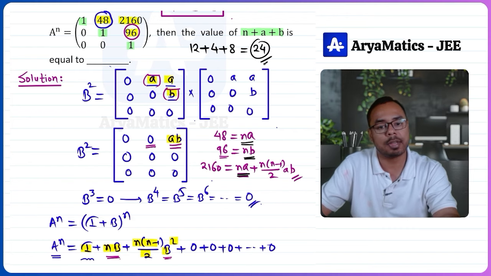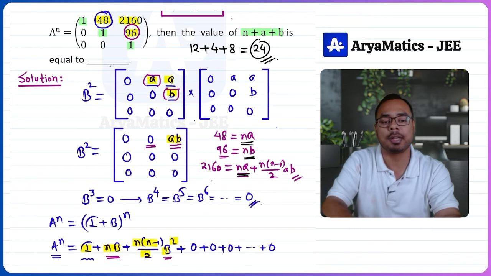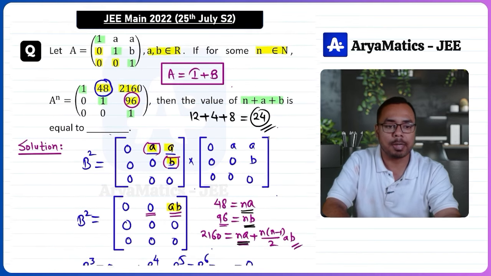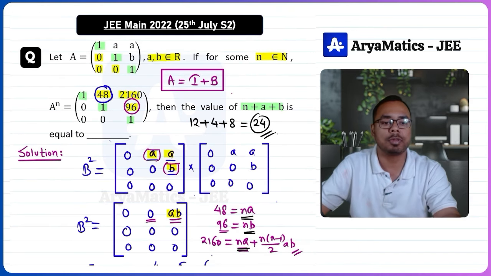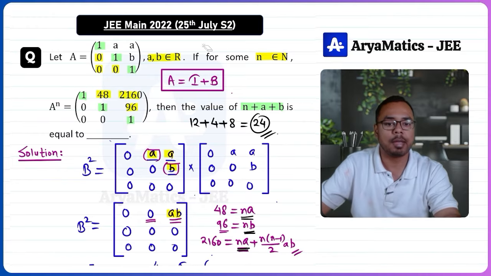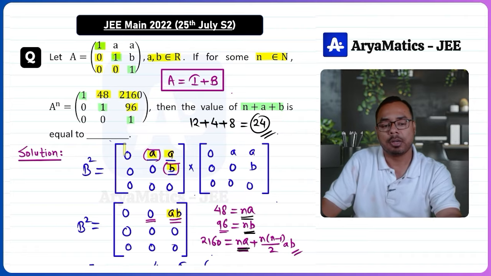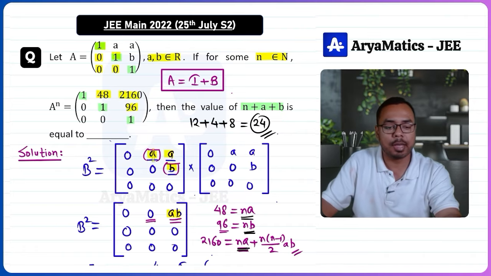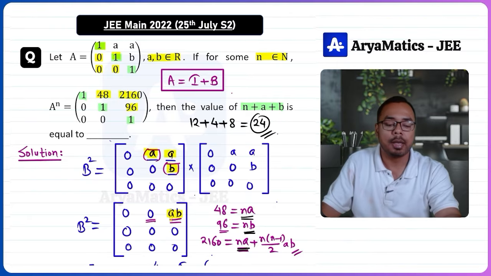So 12 plus 12, that is 24. So that is the correct answer for this problem. In this problem, the important concept was to write this matrix A as I plus B, where I is the identity matrix, and then this matrix B is 0 on the diagonal, 0 below the diagonal, and then these three entries A and B. So once you calculate B square, you will get AB, and B cube will become the null matrix.